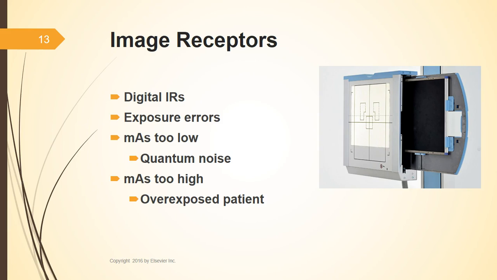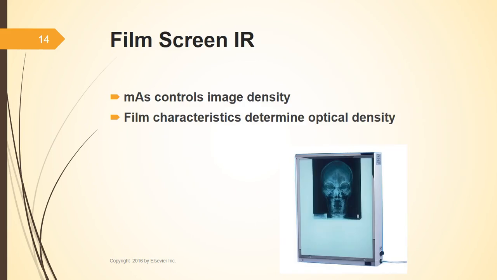This is a digital IR. You can fix just about any type of image that you have, but you may have quantum noise, you may have overexposure. The reason I want to throw in film screen is because with a film, the mass controls the density produced in the image. Now I'm sure both classes of you have these in your lab. This is a view box, and this is a piece of film where someone took a skull x-ray.